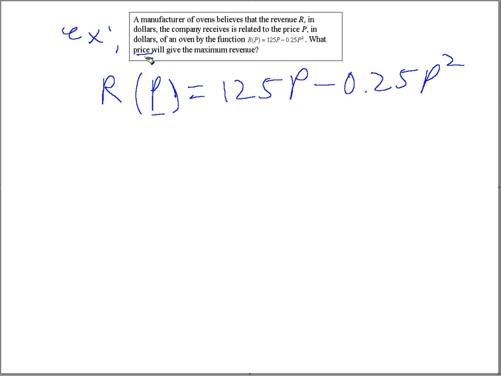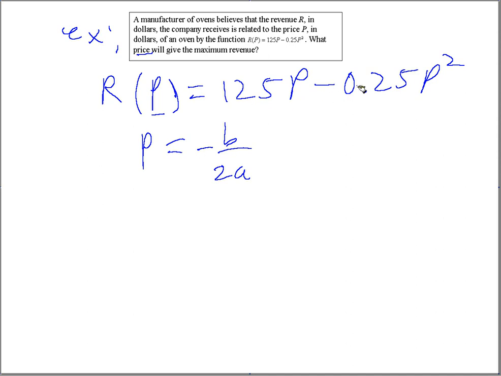So therefore, all we have to do is use that negative b over 2a formula, and that's good enough to get the answer. There's no need to plug it back in because we're not being asked for the maximum revenue. Now, if we are being asked for that, we can certainly plug it back in. But the answer here is even easier. Simply say that the price that will give the max revenue is going to be negative b over 2a.